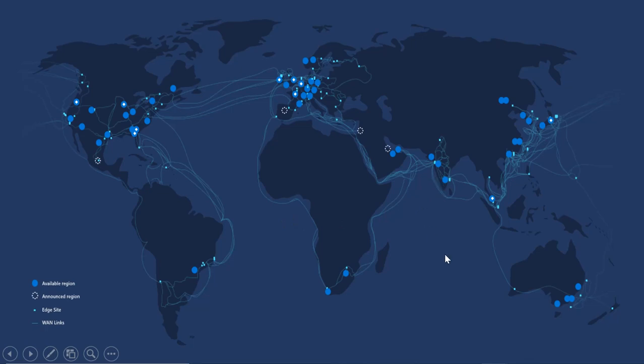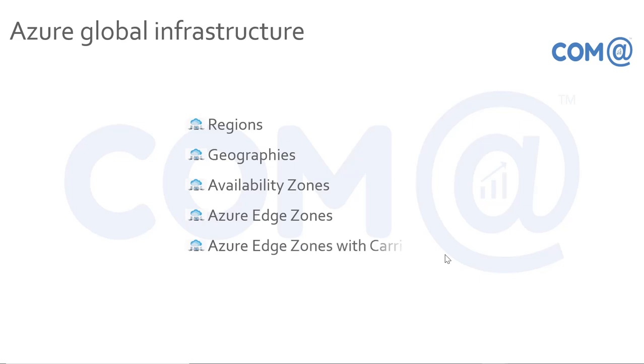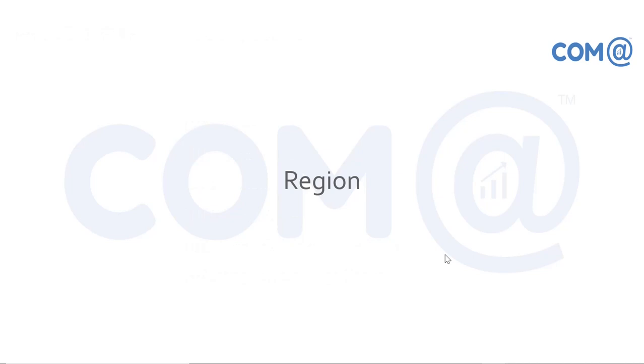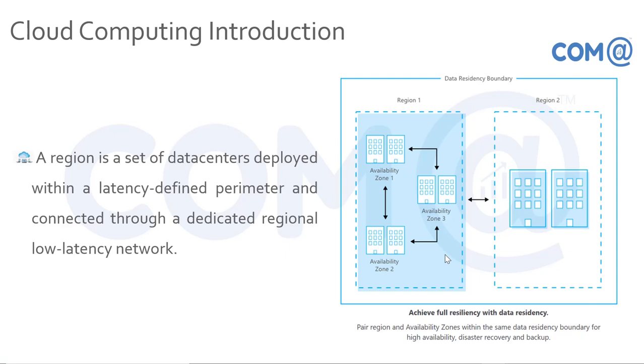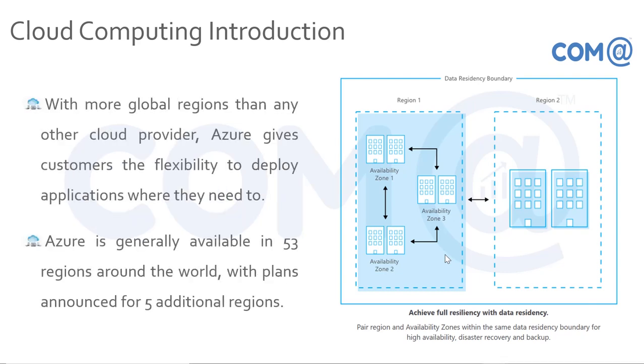And further, now we'll discuss or understand about the global infrastructure. So Azure Global Infrastructure includes regions, geographies, availability zones, Azure edge zones, Azure edge zones with carrier, Azure private edge zones. So now initially we'll understand about the region. So a region is a set of a data center deployed within a latency defined perimeter and connected through a dedicated regional low latency network. With more global regions than any other cloud service provider, Azure gives customers the flexibility to deploy application where they need to. Azure is generally available in 53 regions around the world, with plans announced for five additional regions.